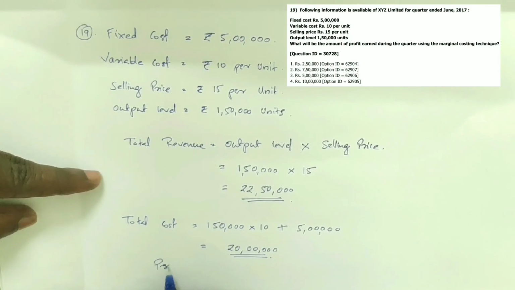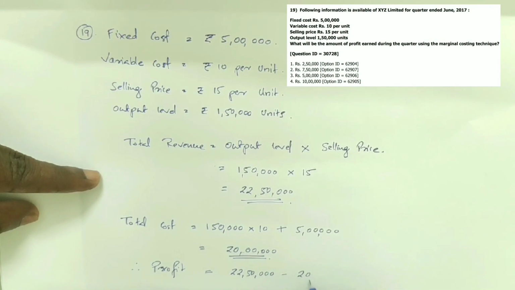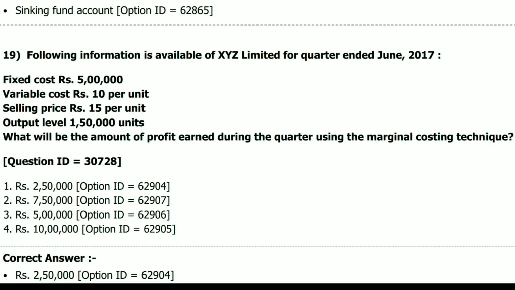Therefore, profit is equal to 22,50,000 minus 20 lakhs, is equal to 2,50,000. So the answer is rupees 2,50,000.